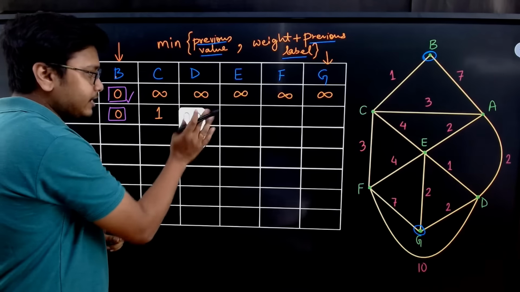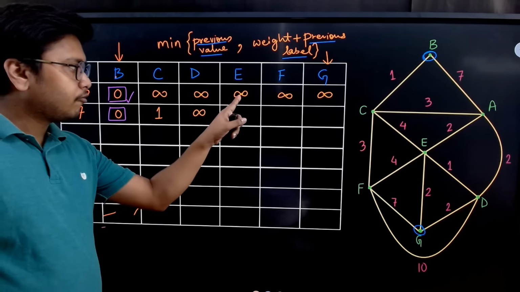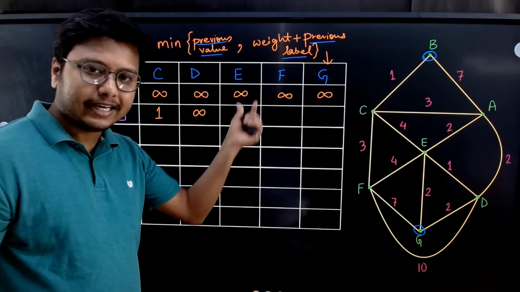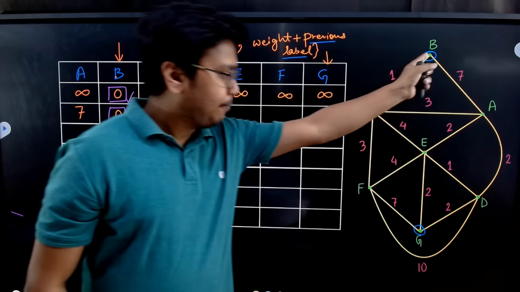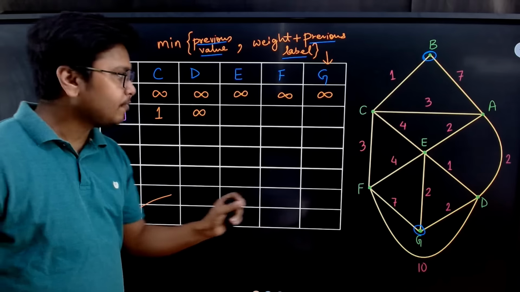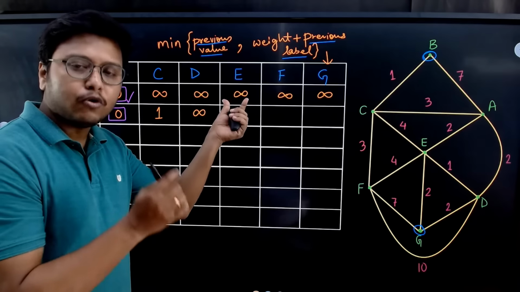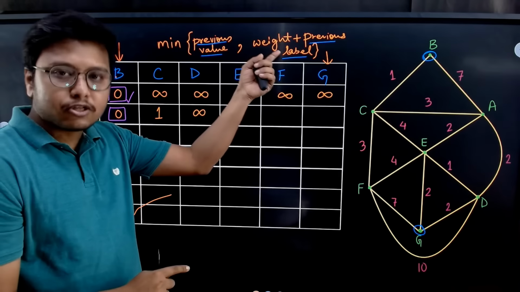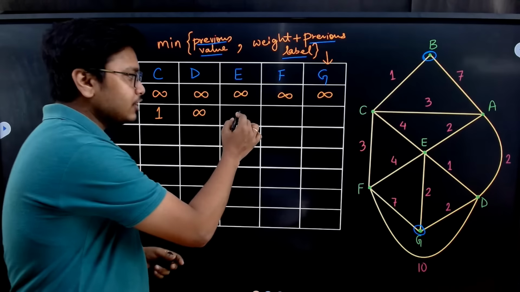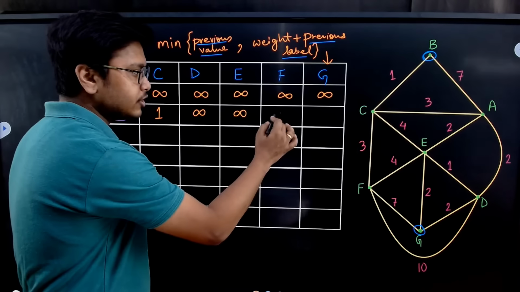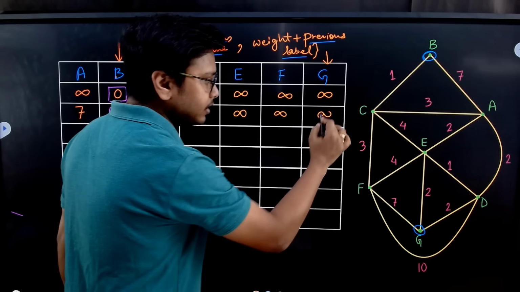So similarly, like this, if we try to fill up for this particular cell, for the cell E, we are going to have minimum of infinity, previous value, comma, B to E, there is no direct connection. So whenever there is no direct connection, we are going to take the minimum of previous value or infinity. Now in this case, the previous value is infinity. The weight is also infinity. So it remains unchanged. It remains infinity. Similarly, from B to F, no connection, infinity. B to G, no connection, infinity.